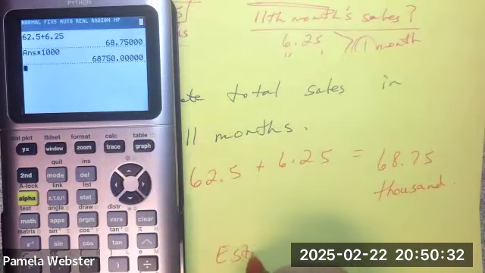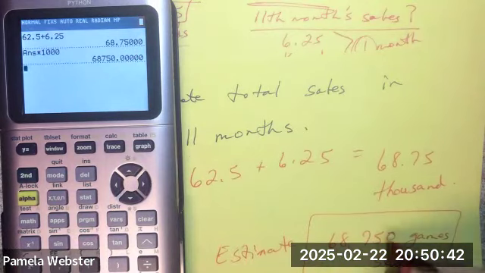So we can estimate 68,750 games sold in less than a year. So that's probably pretty good. I don't know. Maybe the video game seller will think it's not that good, but I think that's pretty good.